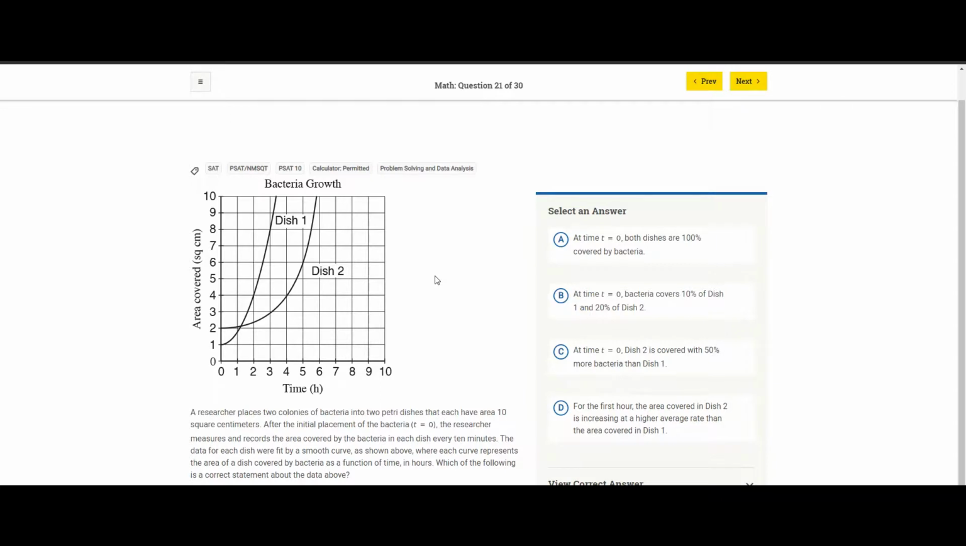No, that's not a fact. That's definitely not a true fact. At time t equals 0... No, that's definitely not it. There's no percentages in these. If you're doing percentages, it's relative percentages. At time t equals 0, dish 2 is covered with 50% more bacteria. No, that's 100% more, in fact. For the first hour, the area covered in dish 2 is increasing at a higher average rate than area covered in dish 1. Oh, actually, that one. Hold on a sec. For the first hour.